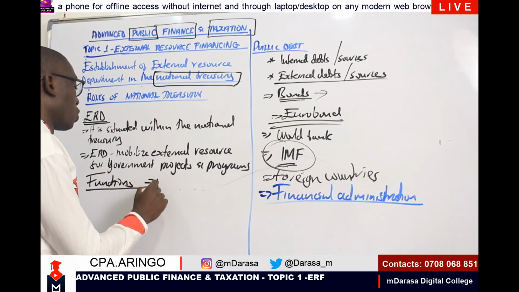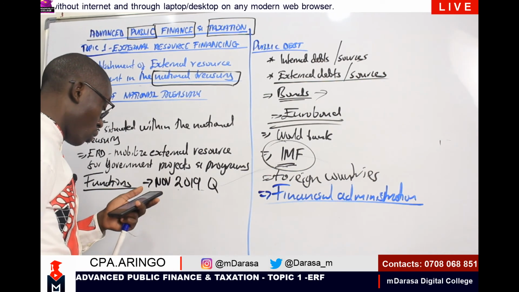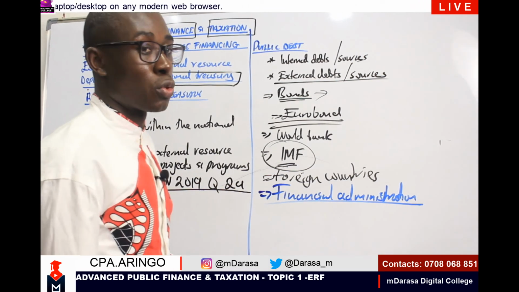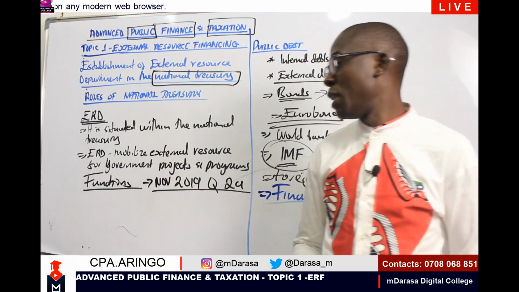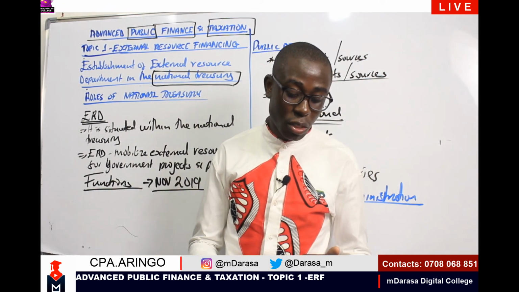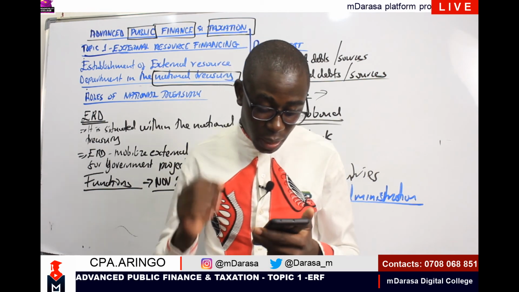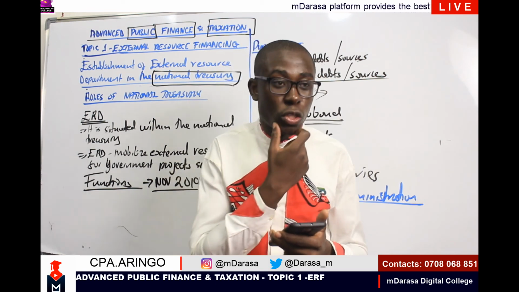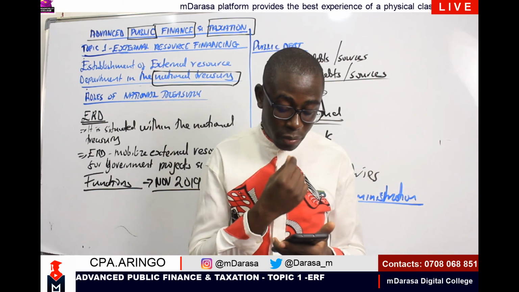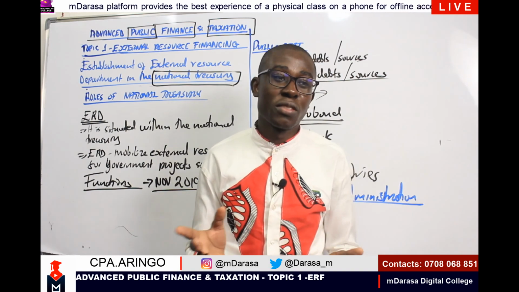In this case, I want us to go to November 2019, question number 2A, believing that we do have our past papers, and see how these questions are normally tested. I believe that you are there. This is what you are told in that question: a number of countries have external resource departments as part of stimulating economic growth. Explain the roles of such departments.